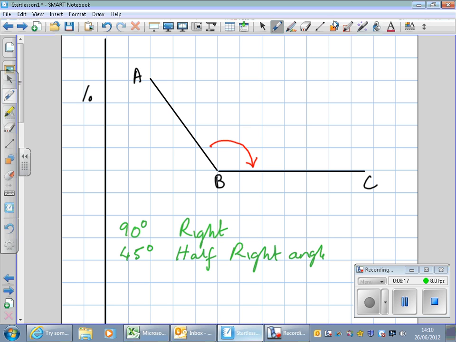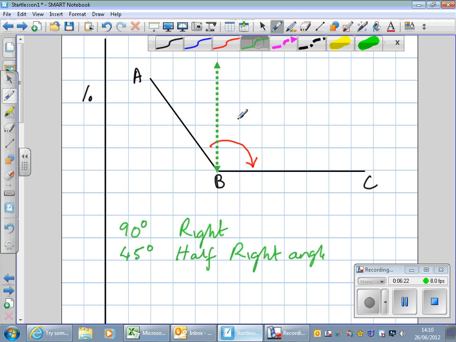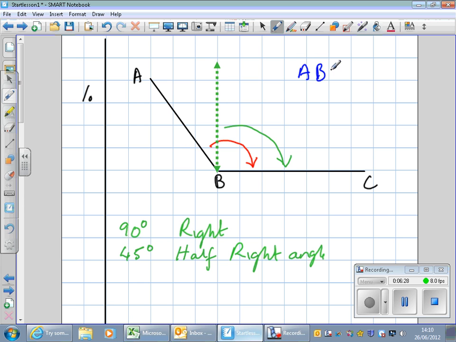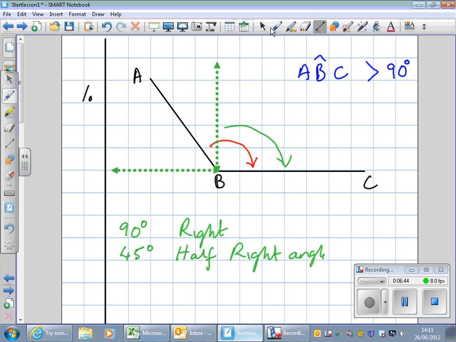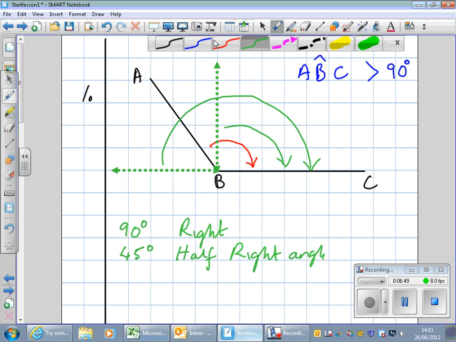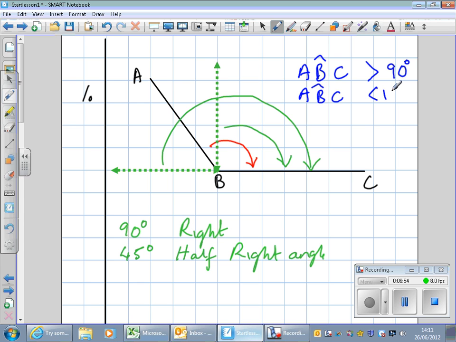So mentally, what do we do? Right, mentally, you've got to picture that that is a right angle. So our angle, ABC, clearly is greater than 90 degrees. That's the symbol we use for greater than 90 degrees. It's greater than a quarter turn. But also, let's think about what is a half turn. A half turn would be this angle here. So, ABC is less than 180 degrees.